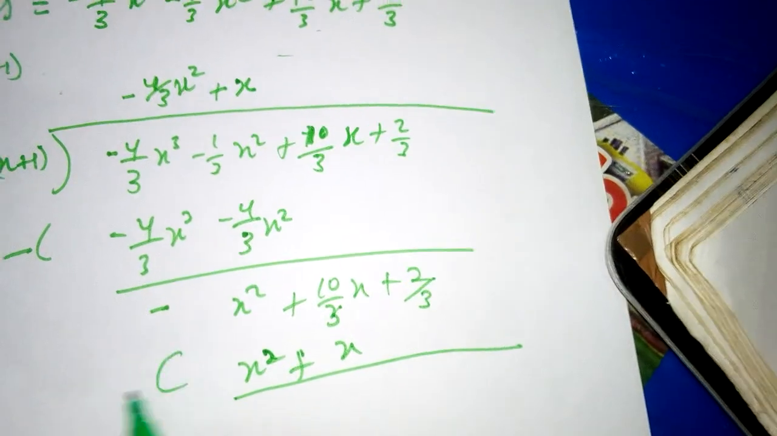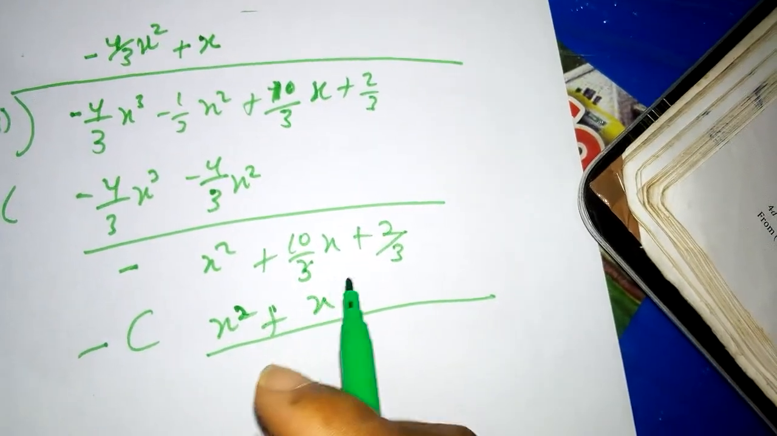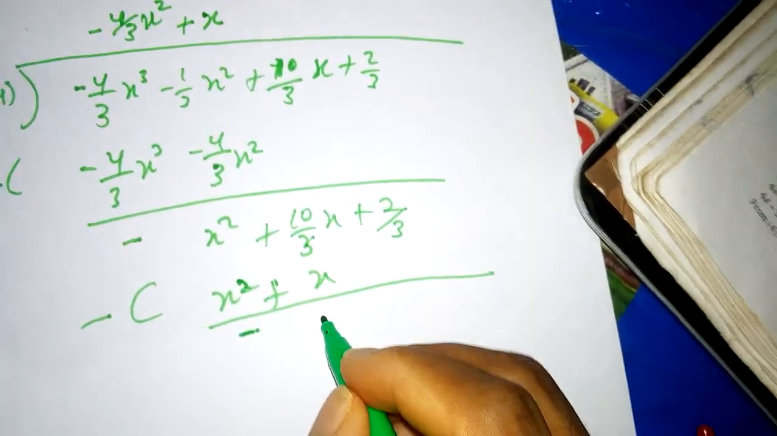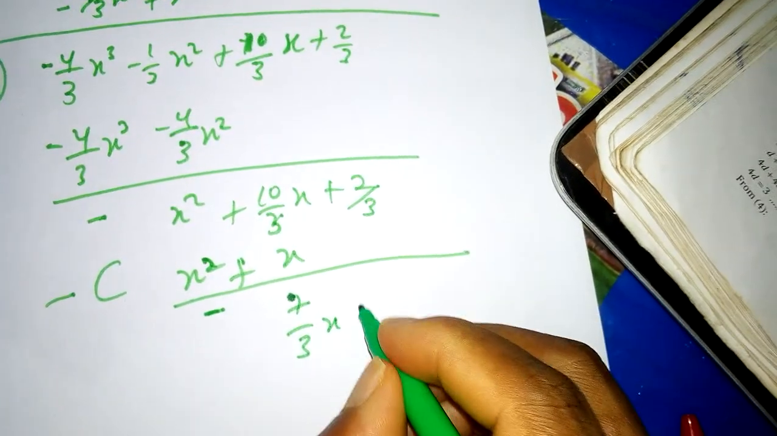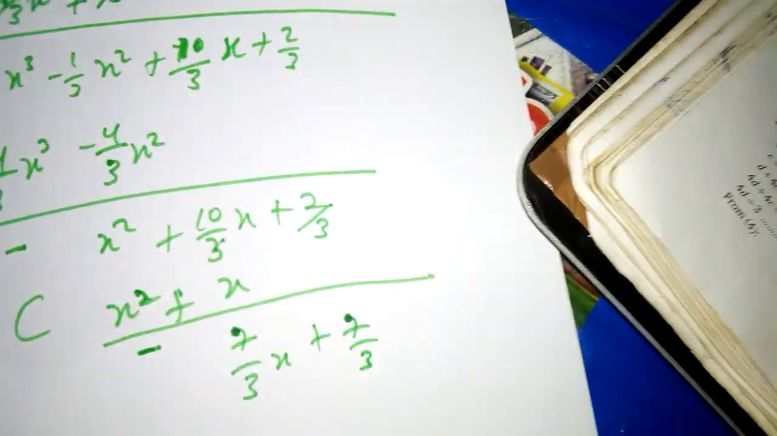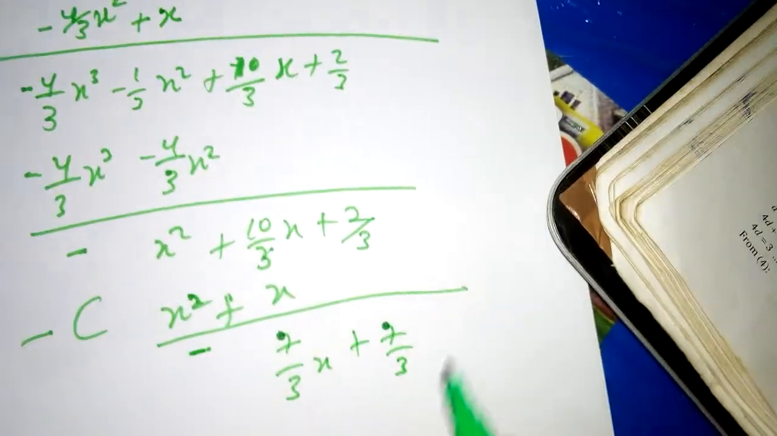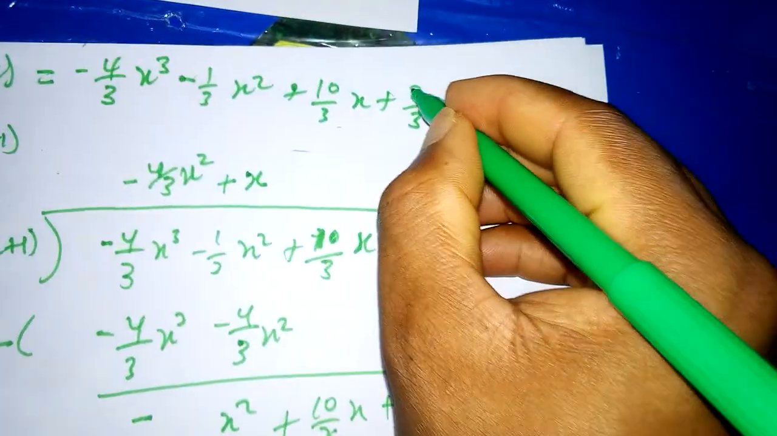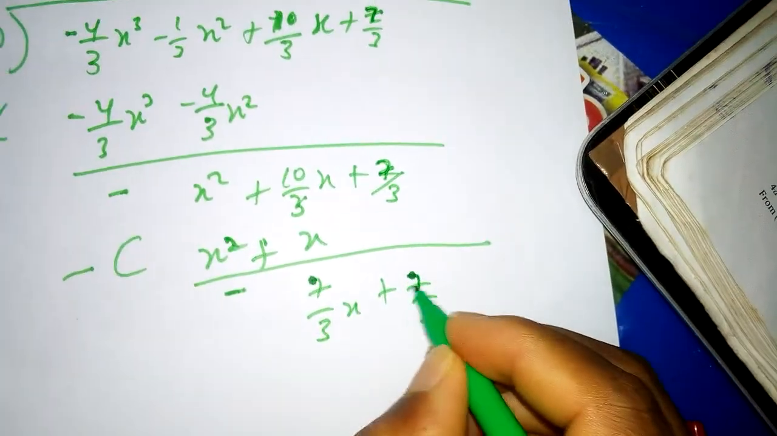I'll do my subtraction again. That will give me, this will just give me 0. This minus this will give me 7 on 3 x plus 7 over 3. Please, this is 7, not 2. It's supposed to be 7. Yes, sorry, it's supposed to be 7, not 2.